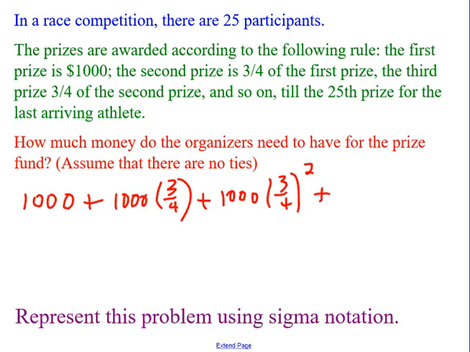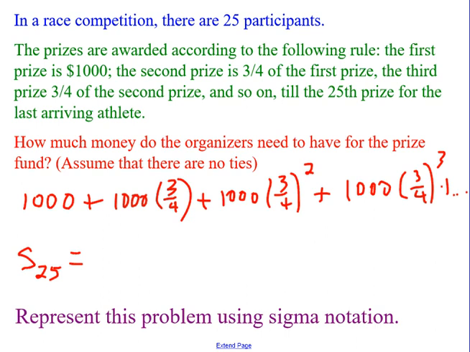And then fourth prize, again, we'd have 3/4 squared and then times another 3/4, etc. And hopefully you see that this is geometric. So I want to know the total amount. We're going to keep doing it until we have all 25 prizes. So we are trying to find the sum of those 25 prizes that they need to award.